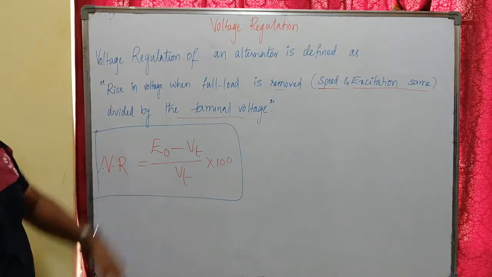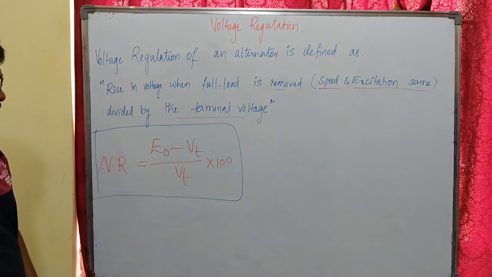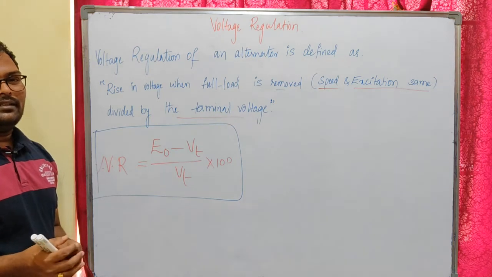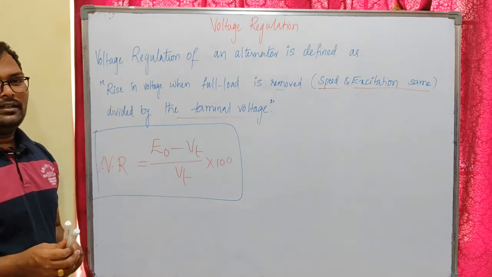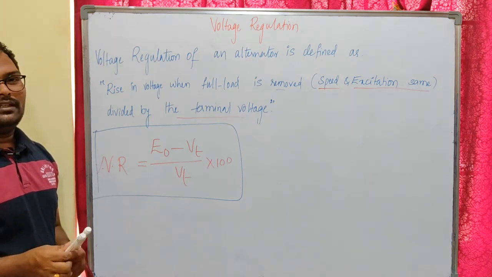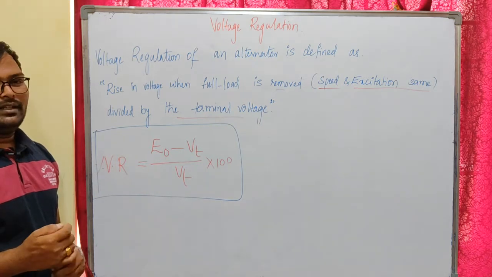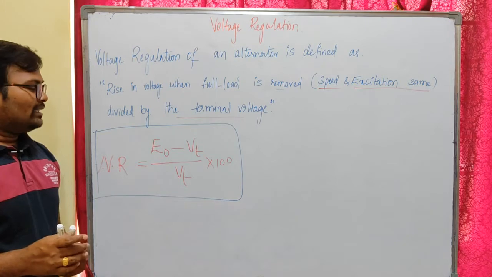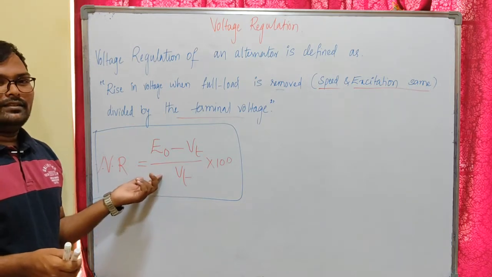But in case of large generators, there are other methods of measuring voltage regulation. The direct method of testing voltage regulation is not allowed here. We have a few methods of finding voltage regulation, and we will discuss them later, but let us try to understand the maximum voltage regulation condition and the minimum voltage regulation condition for our generator.